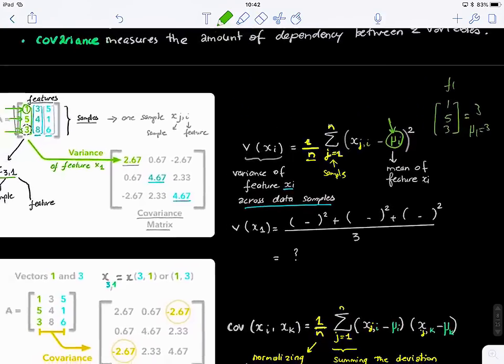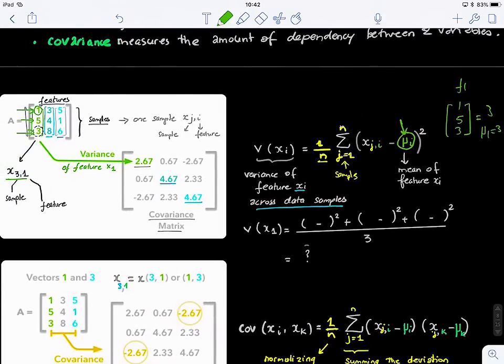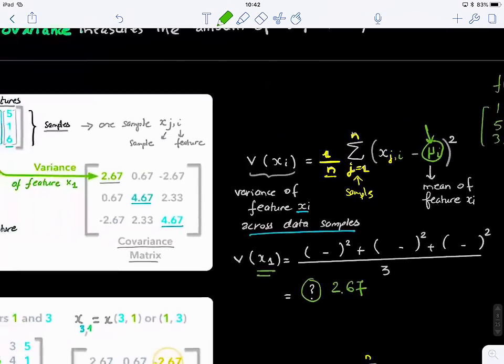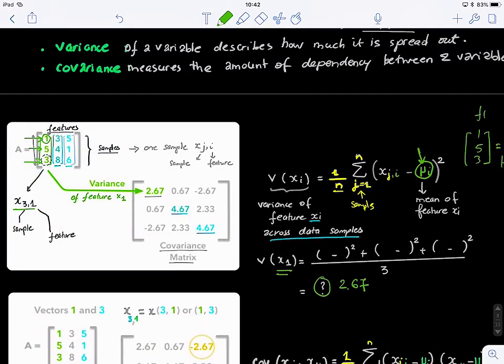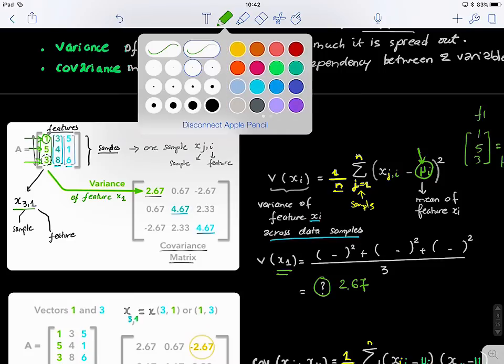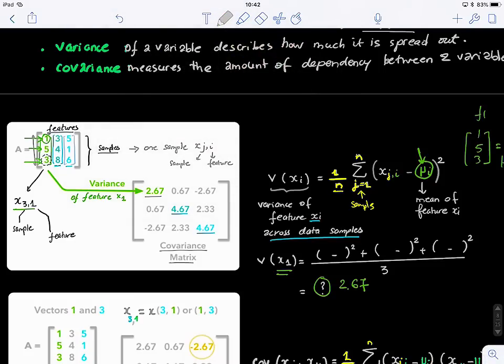So I would like you to write this down. What we're going to get here is quite obvious. We're going to get 267, but I would like you to write it down. This formula, just try to find the variance of x1 by writing it down. Very simple. Okay. So let's do this together in just 3 seconds. Or you can try the variance of x2 or x3. Up to you, okay? So it's the variance of the feature across samples.